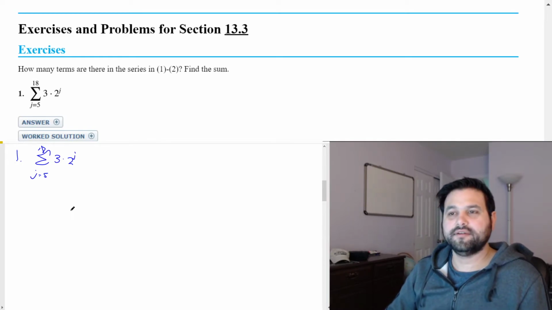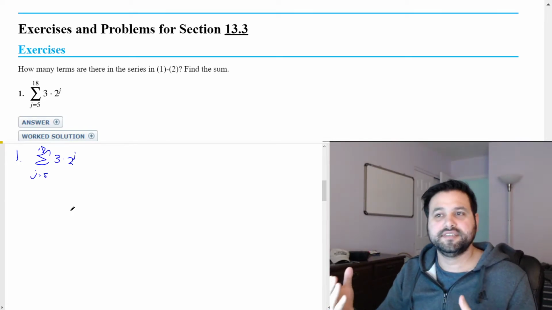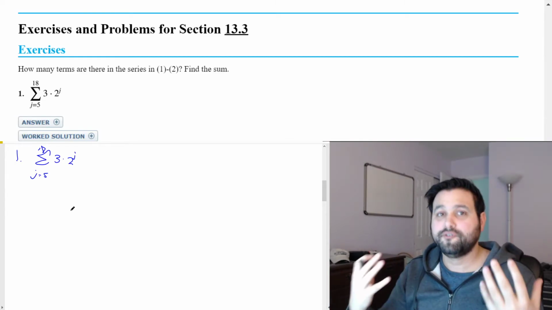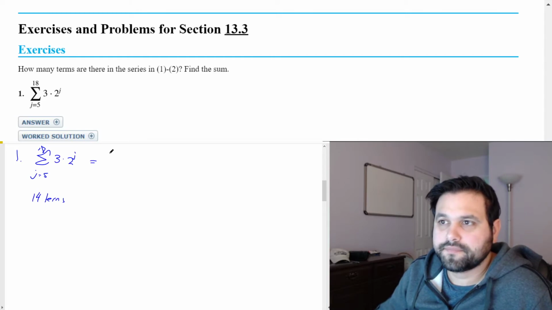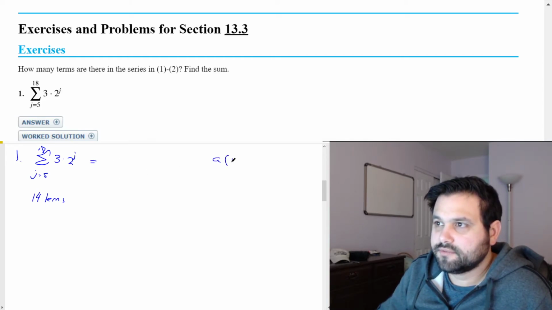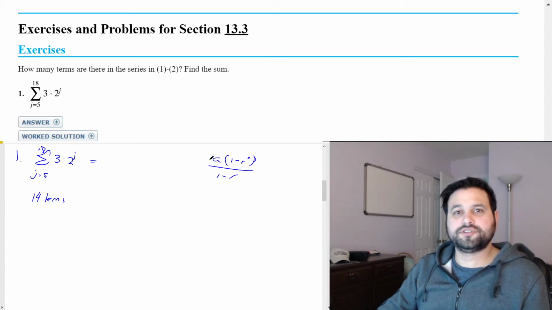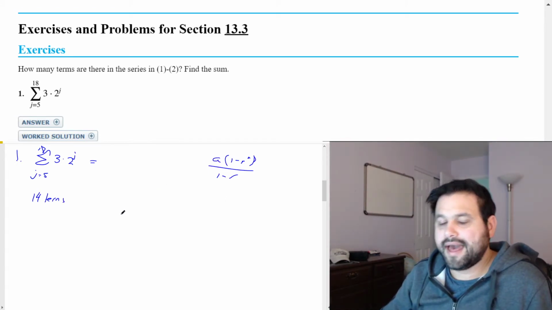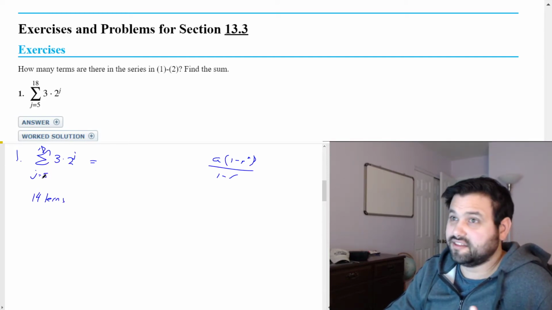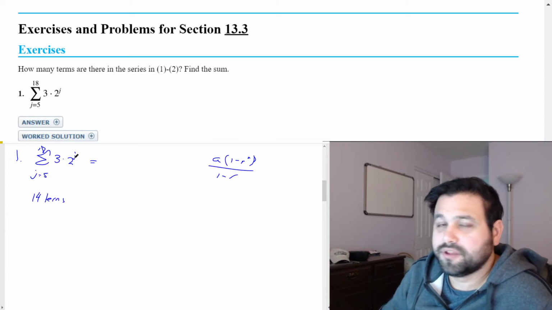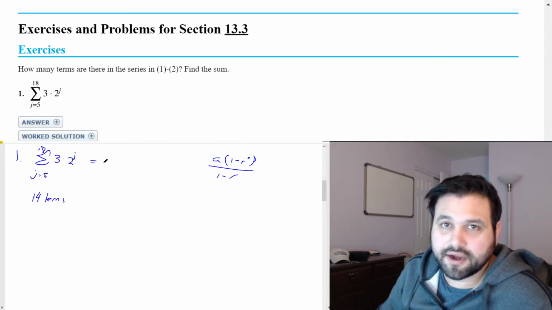First of all, how many terms are there? From 5 to 18, the difference is 13. So there's actually 14 terms. Okay? If we're going to use our formula, which is a times 1 minus r to the n over 1 minus r, we have to know the first term. That's the first term that we're adding. In this case, we're going from 5 to 18. So the first term is technically the 5th term. So we have to plug 5 into this to figure out what that is.